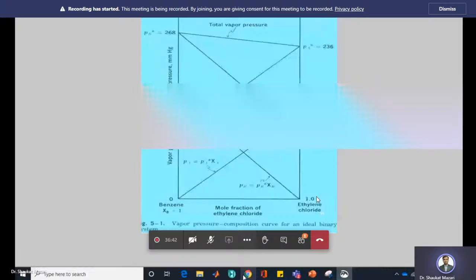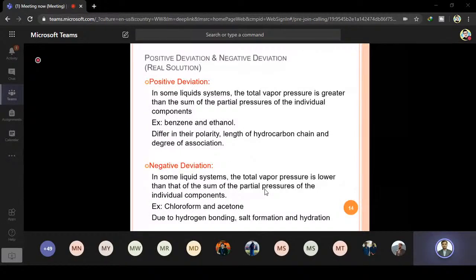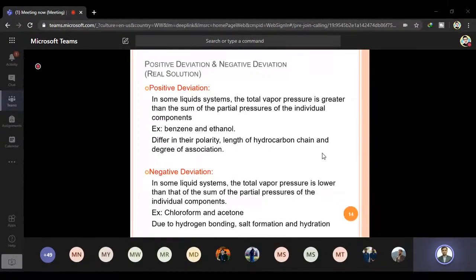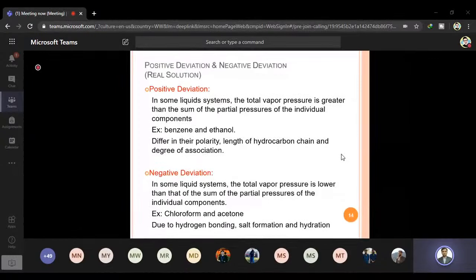Positive deviation: in some liquid systems, the total vapor pressure is greater than the sum of the partial pressures of the individual components. Right. Okay, this is one of the examples. Benzene and ethanol differ in their polarity, length of hydrocarbon chains, and degree of association. So there are several things that can help those components to deviate. I hope you remember about the activity coefficient. Actually, this deviation is described by the activity coefficient, right?